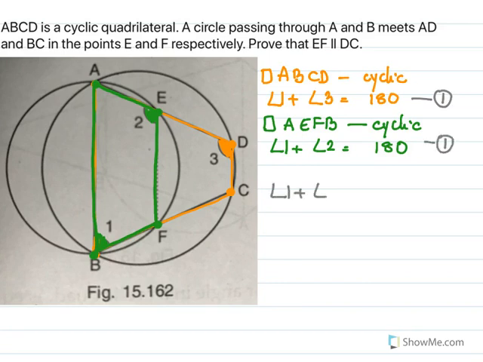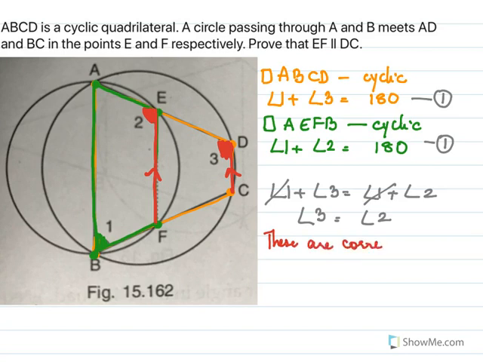So I can say angle 1 plus angle 3 equal to angle 1 plus angle 2. This cancels out. Angle 3 equal to angle 2. Let me mark and see which is angle 2 and 3. This is angle 2 and here is angle 3. If 2 is equal to 3, these are corresponding angles. Hence I can say the lines are parallel. And if the corresponding angles are equal, the lines will be parallel. So I have EF parallel to DC.